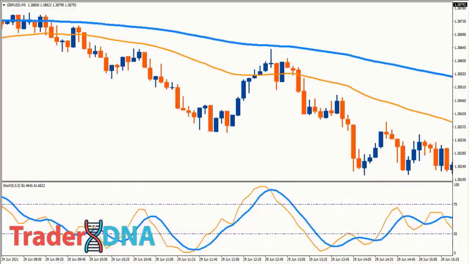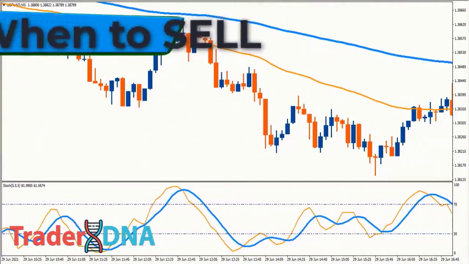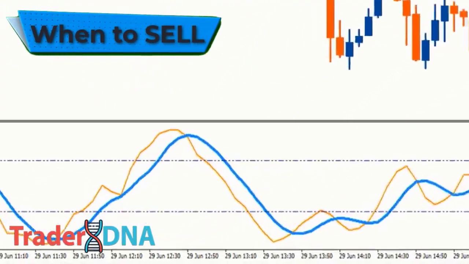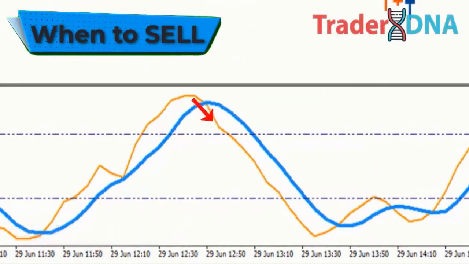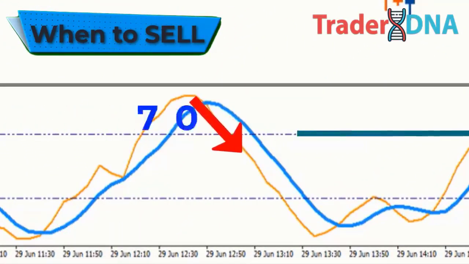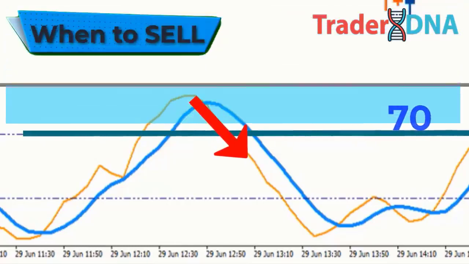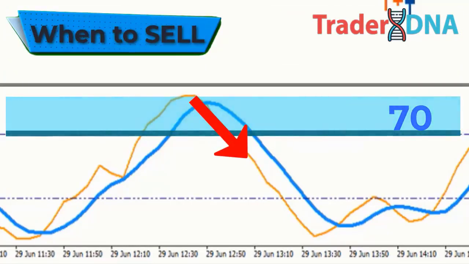When to sell. The following scenarios are indicators that you should sell. If the orange line of the stochastic crosses the blue line to the downside and from inside the area above the 70 level, it should break and remain below the 70 level on the stochastic.